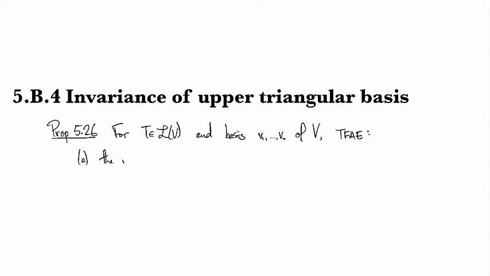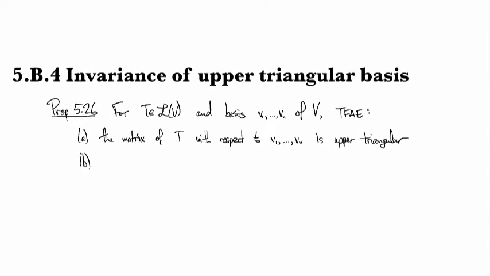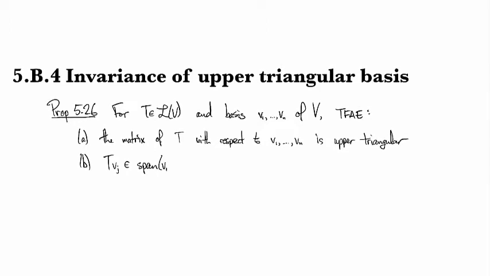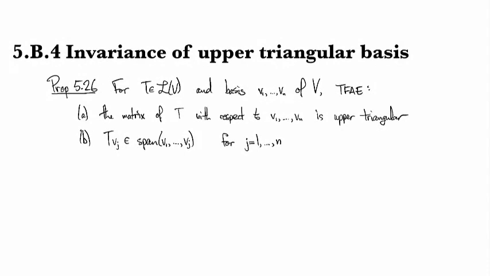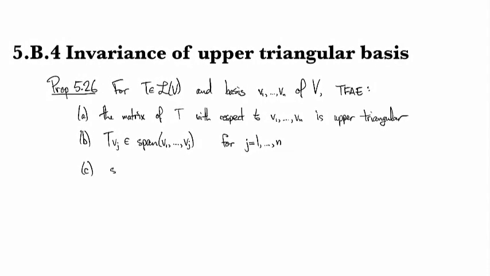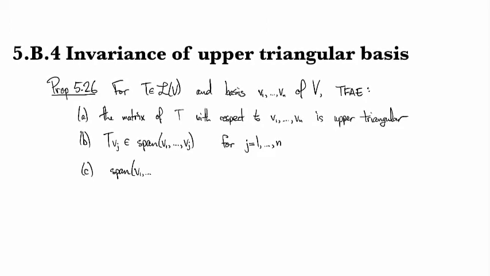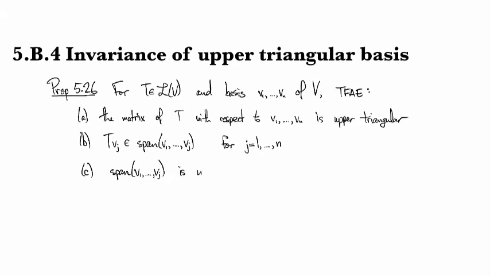First off, the matrix of T with respect to this basis is upper triangular. This is equivalent to the idea that T Vj lies in the span of all the vectors that we've seen up to this point, and that's true for every j. And that the span of V1 through Vj is invariant under T.